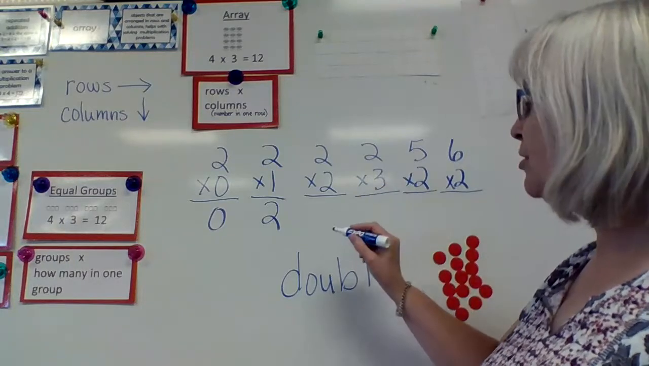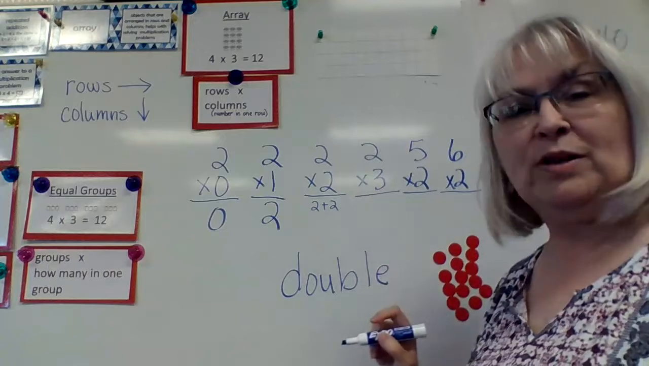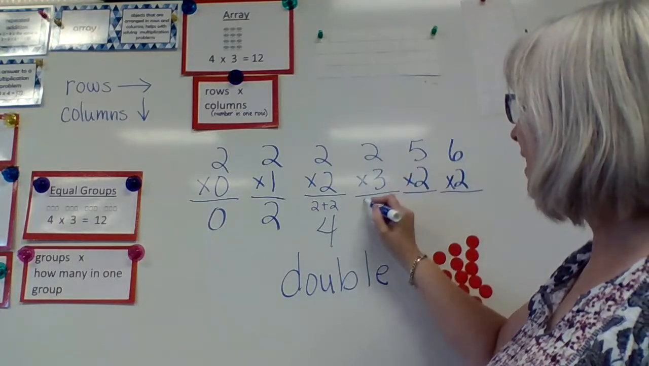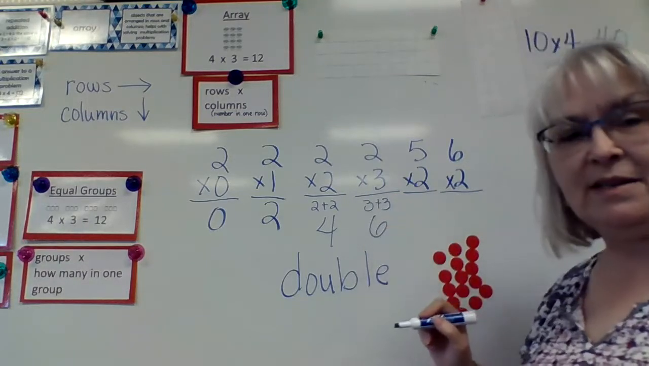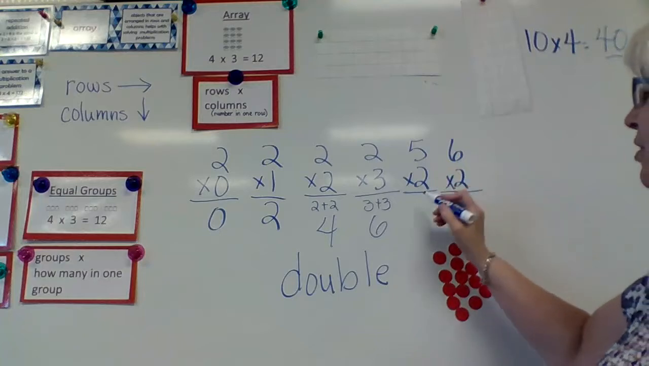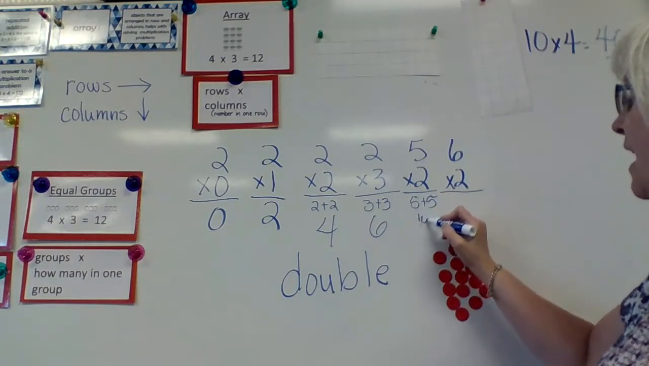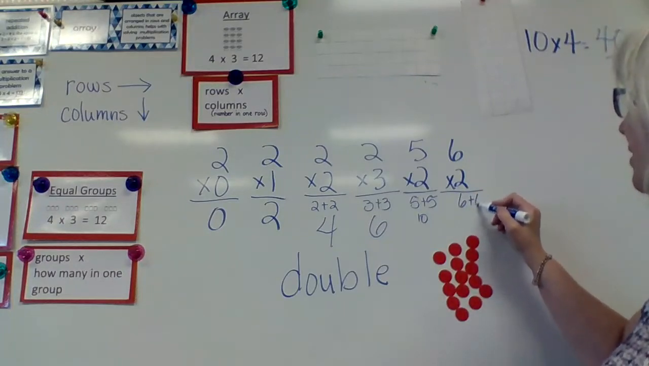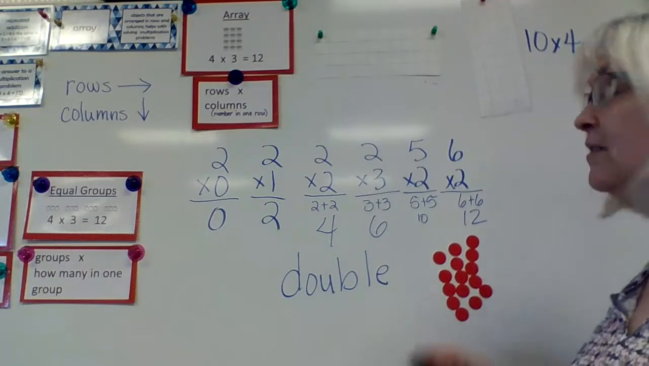So 2 times 2 is just like saying 2 plus 2. What is 2 plus 2? 4. 2 times 3 is just like saying in our head 3 plus 3, 6. 5 times 2 is just doing the double, 5 plus 5, 10. 6 times 2 would be the double, 6 plus 6 is 12. So all you have to do is think of the double.